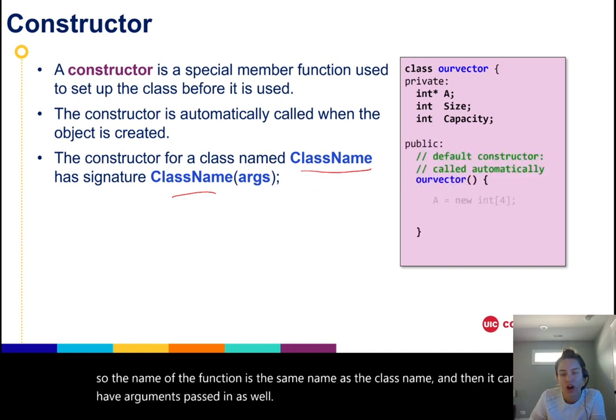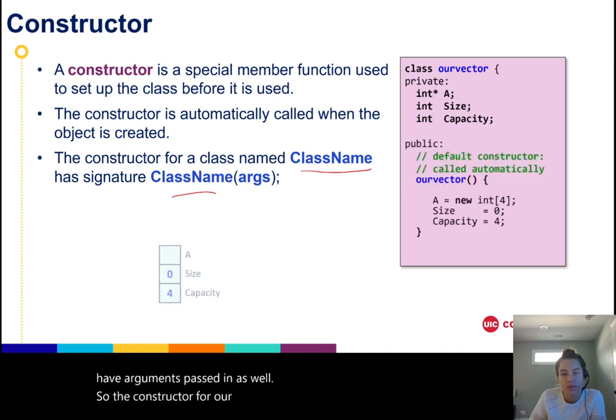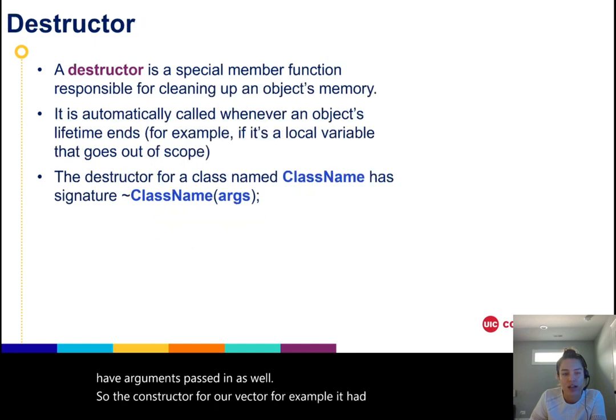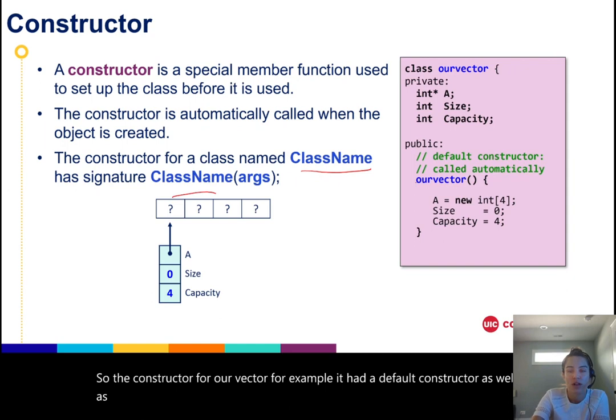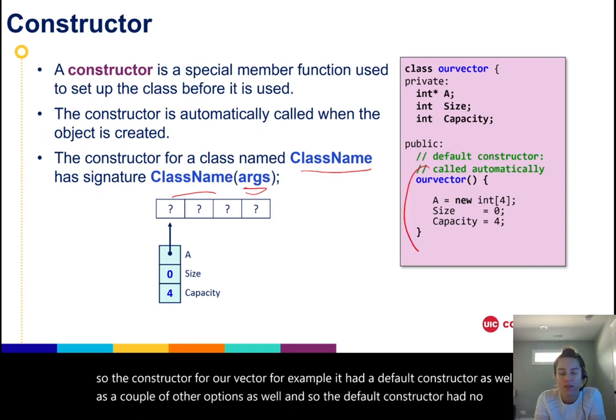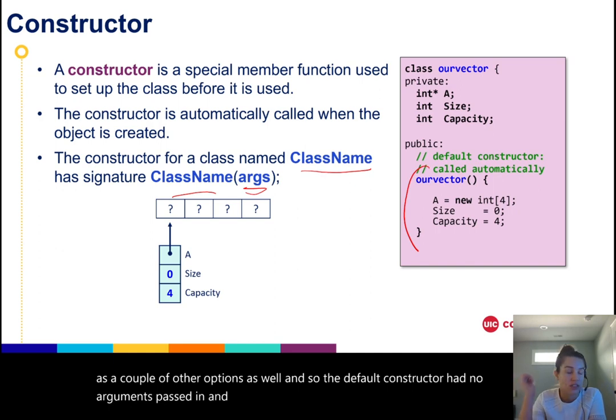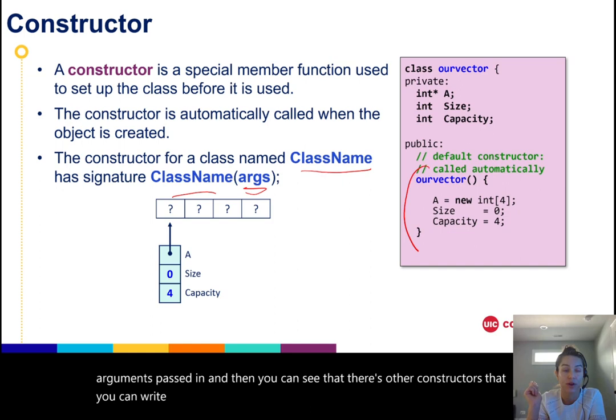So the constructor for our vector, for example, had a default constructor as well as a couple of other options. The default constructor had no arguments passed in. And then you can see that there are other constructors that you can write, and they'll have various parameters passed in to set up the class.